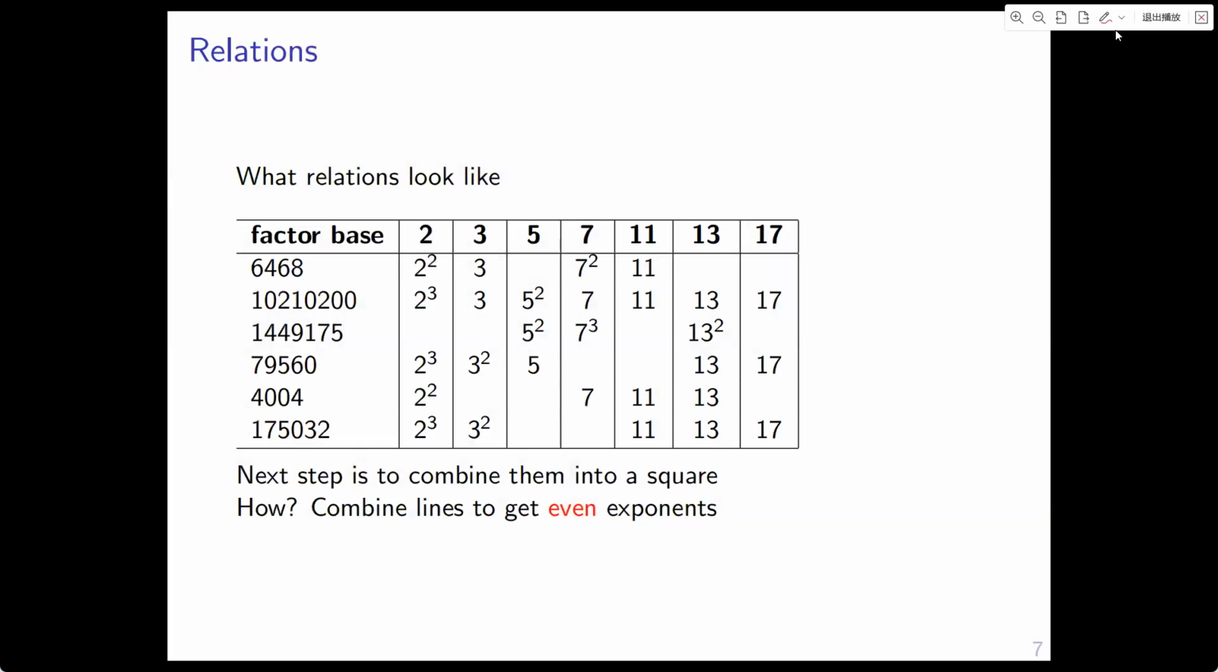Relations look a bit like this. In this example, we have a tiny factor base that is prime numbers up to 17, and we have a few examples of small y's and their factorization. So we can write them in this way, such that the next step is to combine them into a square. It's pretty easy, as you just have to combine lines to get even exponents on each column, which means the result is a square.